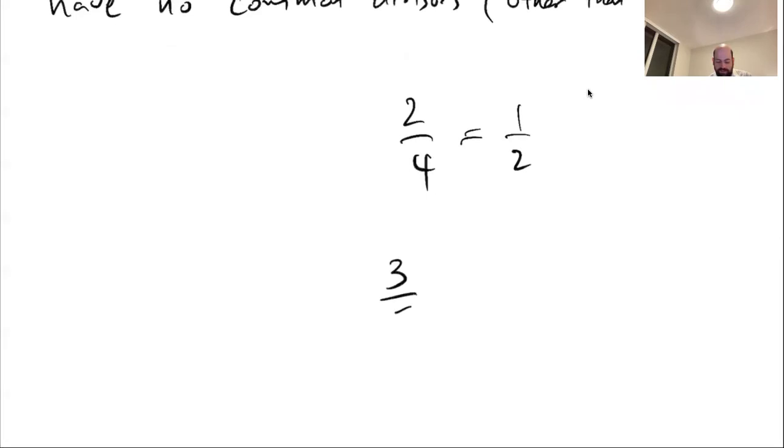Or for example, 3 over 5. Already top and bottom have no common divisors and cannot be simplified. So my point is, if the fraction can be simplified, in other words, if there is a common divisor, first simplify. But after simplification, I can get a fraction where top and bottom have no common divisors anymore.